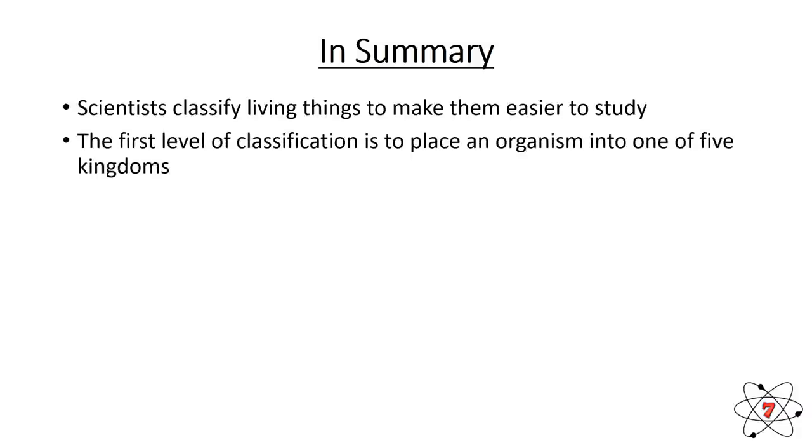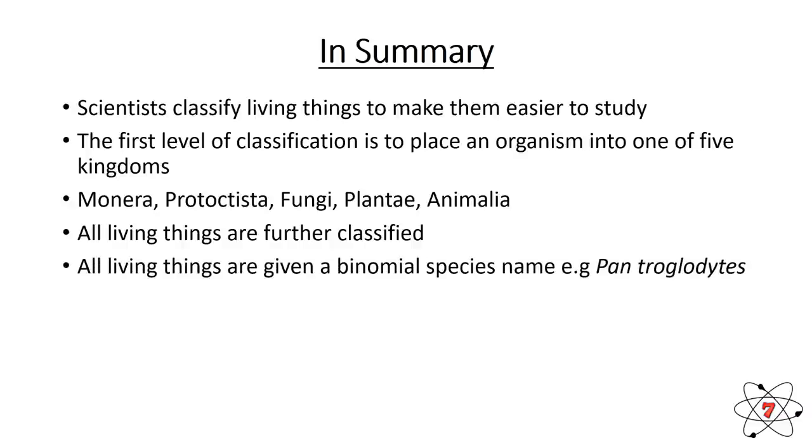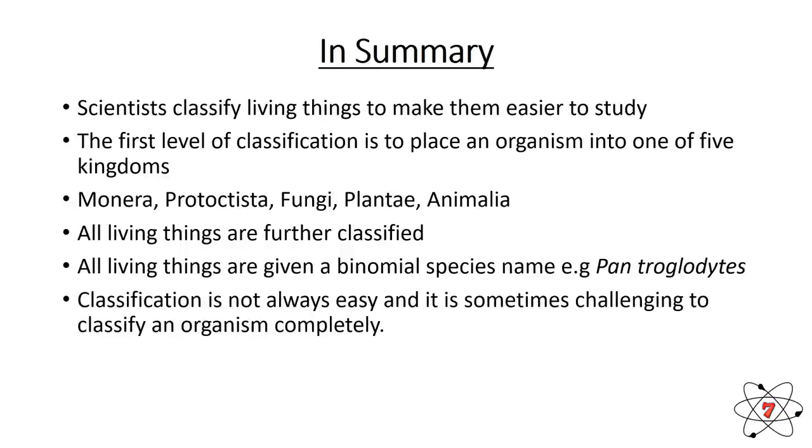So, in summary, scientists classify living things to make them easier to study. The first level of all classification is to put organisms into one of the five kingdoms: Monera, Protocista, Fungi, Plantae, Animalia. We then classify all living things a little bit further. All living things are given a binomial species name. For example, Pan troglodytes, which is a chimpanzee, by the way. Classification, however, is not always easy, and it's sometimes very challenging to classify an organism completely.